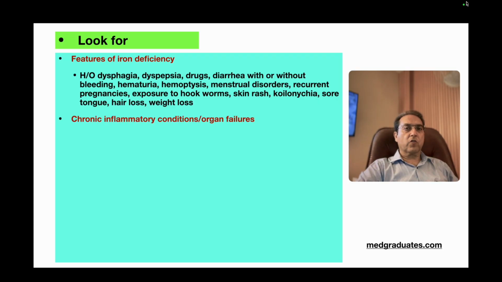Then look for the presence of chronic inflammatory disorders or organ failures like rheumatoid arthritis, SLE, inflammatory bowel disease, chronic renal failure, chronic liver disease. They can all be associated with anemia.